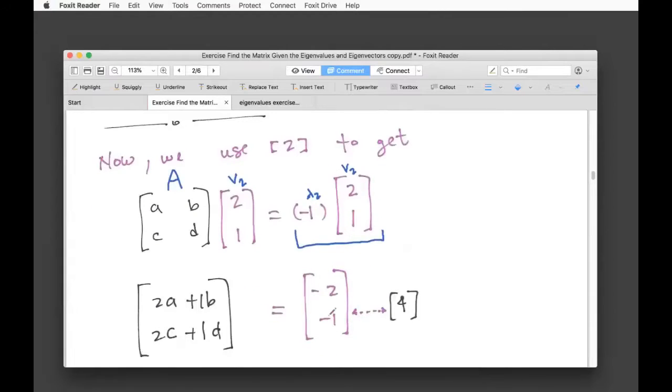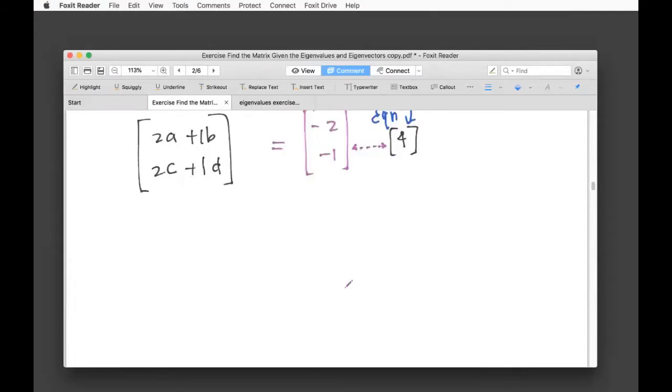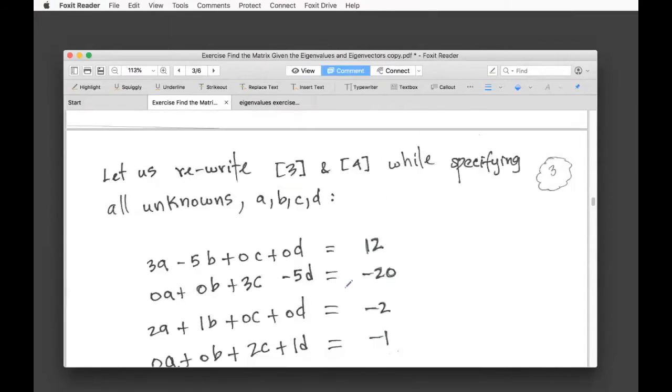And then the left-hand side is also a vector, but now it takes the form 2A plus B in the first entry, and 2C plus D in the second entry. So now I'm going to call this equation 4. So what we can do with equation 3 and equation 4 is rewrite those equations.